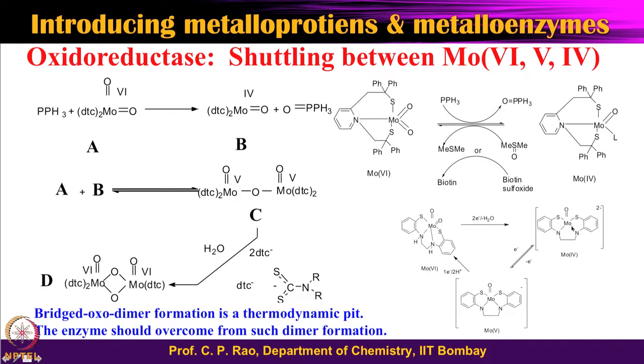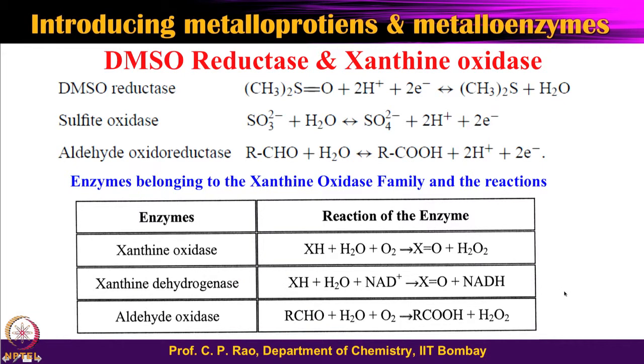When you have mono-oxo, it is 4. If it is mono-oxo plus a sulfide, double bond sulfide, again it is plus 6. So, it is understandable. Now, you understand how these enzymes are able to act as oxidoreductases. They are able to act as oxidoreductases because the enzyme can easily convert from molybdenum 6 to molybdenum 4, and back from molybdenum 4 to molybdenum 6, by giving away the oxygen or by taking out the oxygen from and to the substrate.